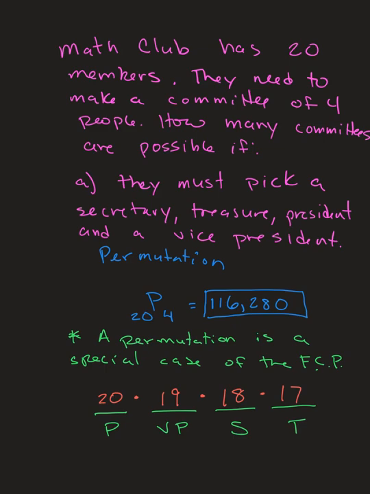Okay, I'm going to do it in the calculator. I better get the same number. So 20 times 19 times 18 times 17. And what do you know? I get the same thing, 116,280. Okay, so that's only true for permutations. Combinations cannot be done that way. The only way to do a combination is with the C, and we're going to look at an example of that right now.